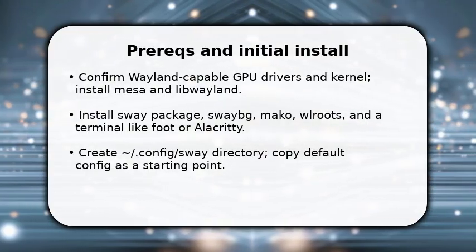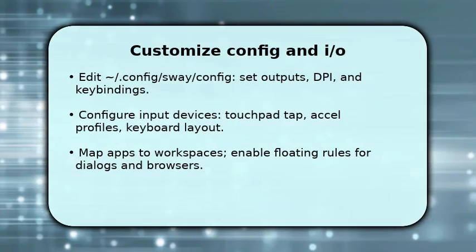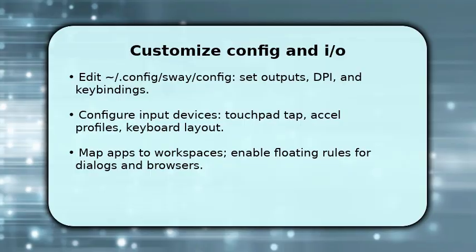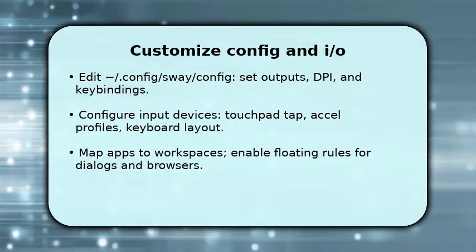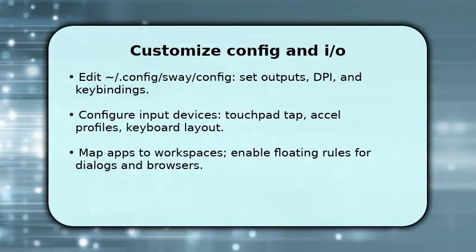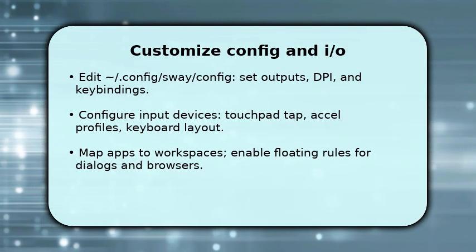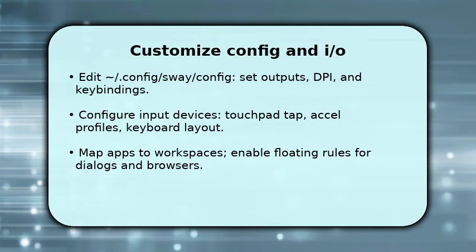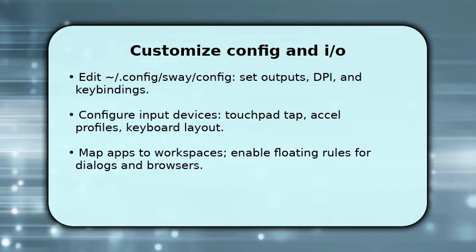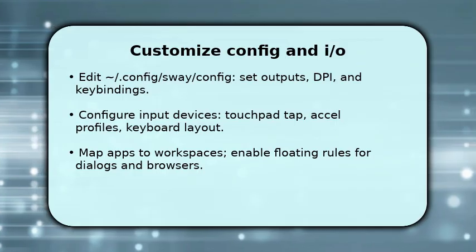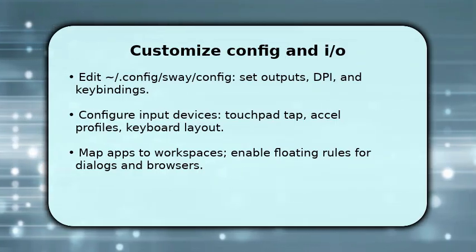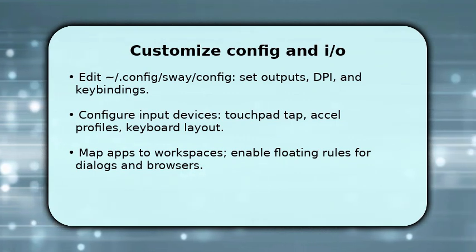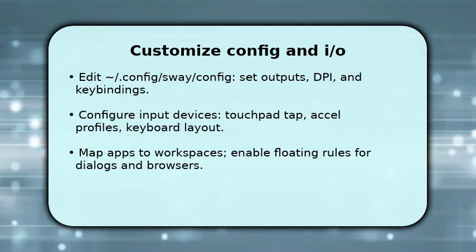You now edit the Sway config to match your hardware and workflow because defaults rarely fit. Set output names and scale, or DPI, so fonts and UI are sized correctly. Then define key bindings for launching your terminal and web browser. Next, configure input. Enable touchpad tap-to-click and sensible acceleration, and set your keyboard layout. Once done, create workspace-to-app mappings and floating rules so dialogues and media players behave predictably. These precise tweaks make Sway both usable and efficient for daily work.